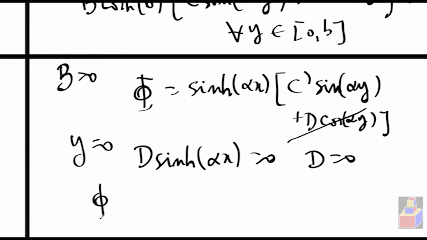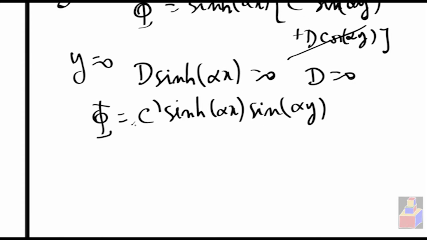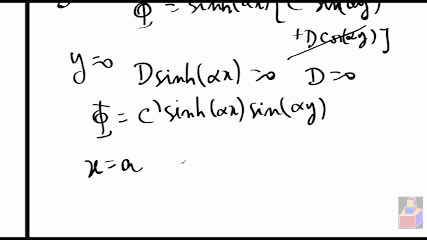So our function now is reduced to this constant c prime, hyperbolic sine, sine of alpha y. Now I go to x equals a. Okay? So I have to impose that the potential again is 0 at x equals a. So I'm going to have c prime hyperbolic sine of alpha a times sine of alpha y.